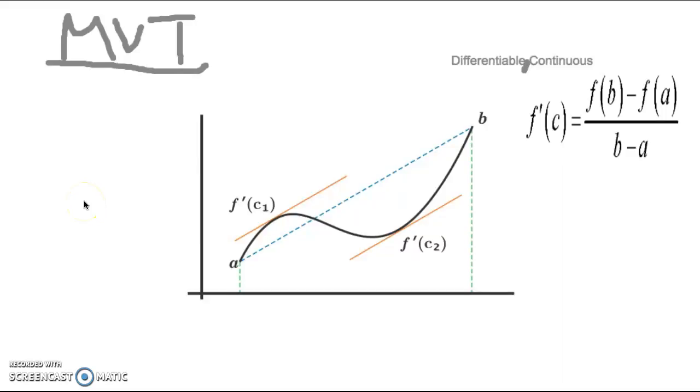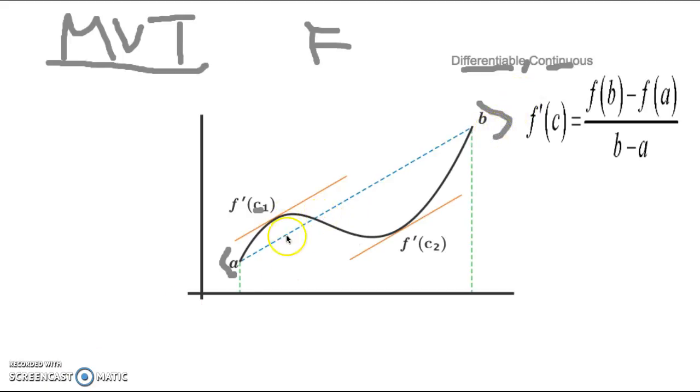So today I'm going to be talking about the mean value theorem. Now, what is the mean value theorem? It states that if the function f is differentiable and continuous on the open interval, just between a and b, there exists a point c that is equal to the function's average rate of change over a to b.